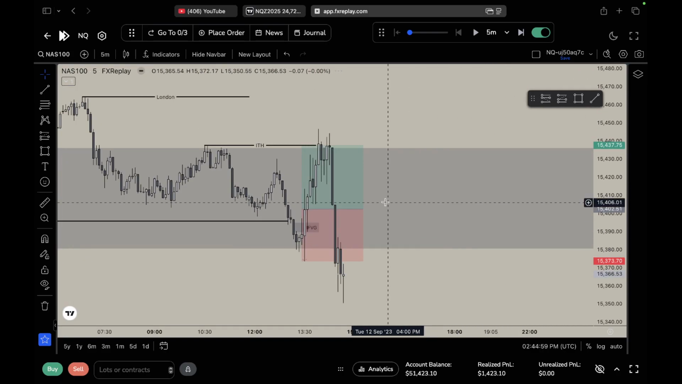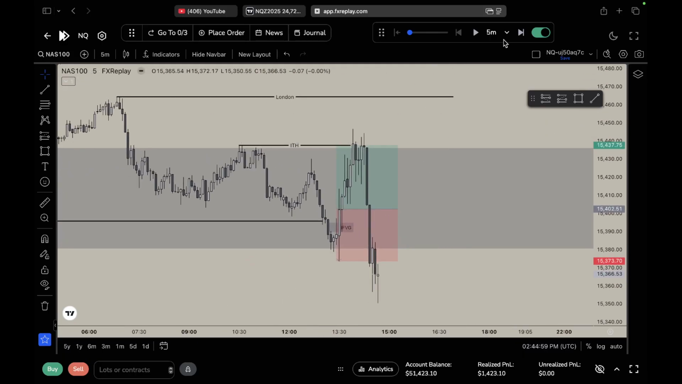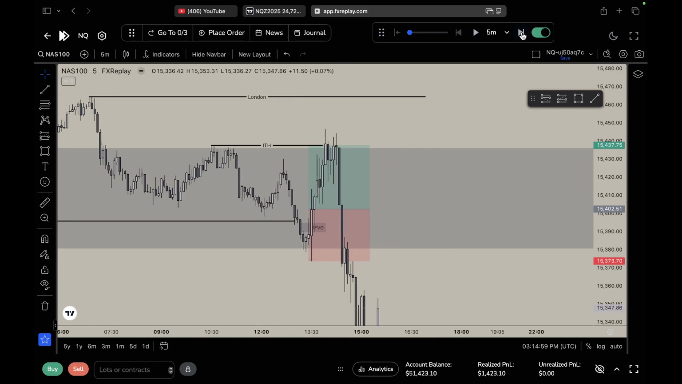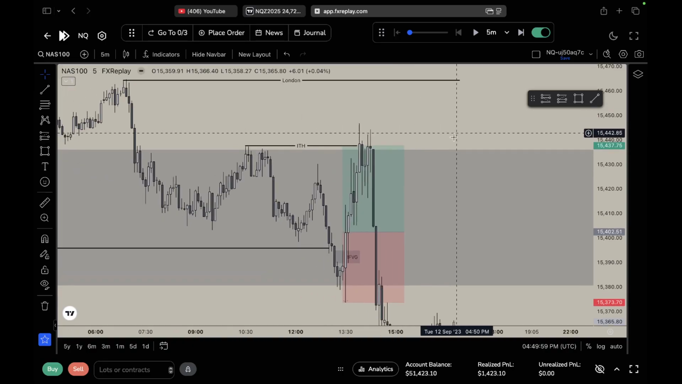I kind of wanted to see London highs get taken too. Surprised we just reversed off that, but yeah, the trade was really good. Nice little reversal.